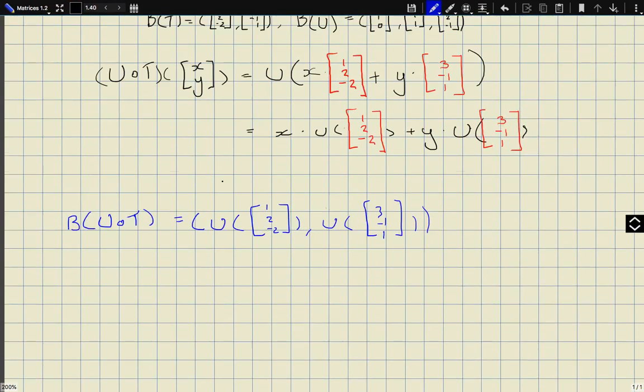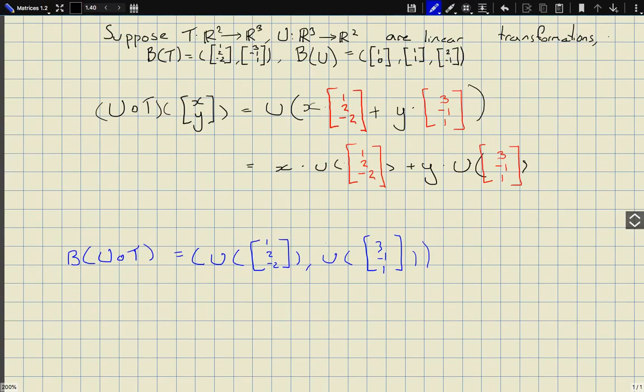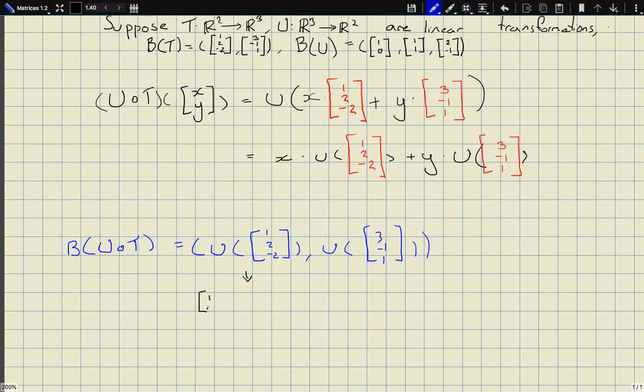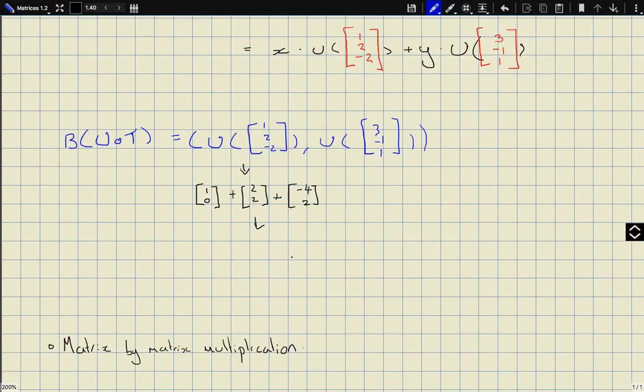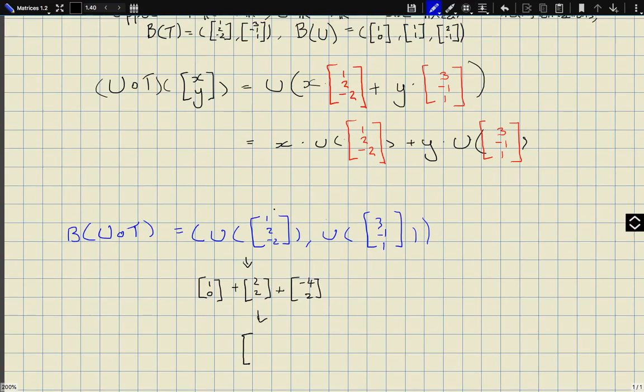Okay, so what do we get here? Well, this first vector here, U of (1, 2, -2), that's going to be one lot of (1, 0), two lots of (1, 1), and -2 lots of (2, -1). So this is going to be (1, 0). Then we're going to have two lots of (1, 1), so that's going to be (2, 2), and -2 lots of (2, -1), which is going to be (-4, 2). And so you can see that this vector here is going to be (-1, 4). Let me check, have I got that correct? Yep, should be (-1, 4).